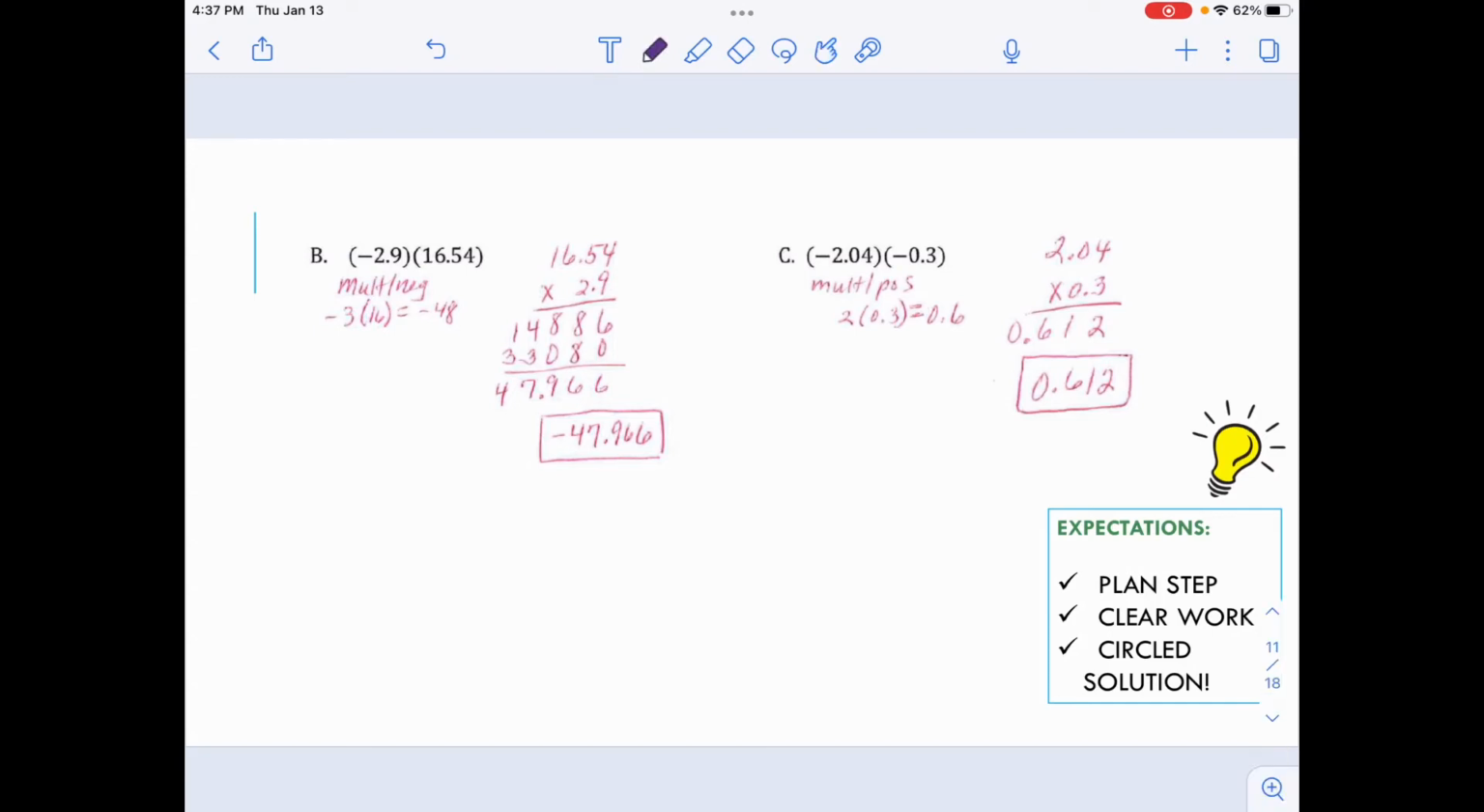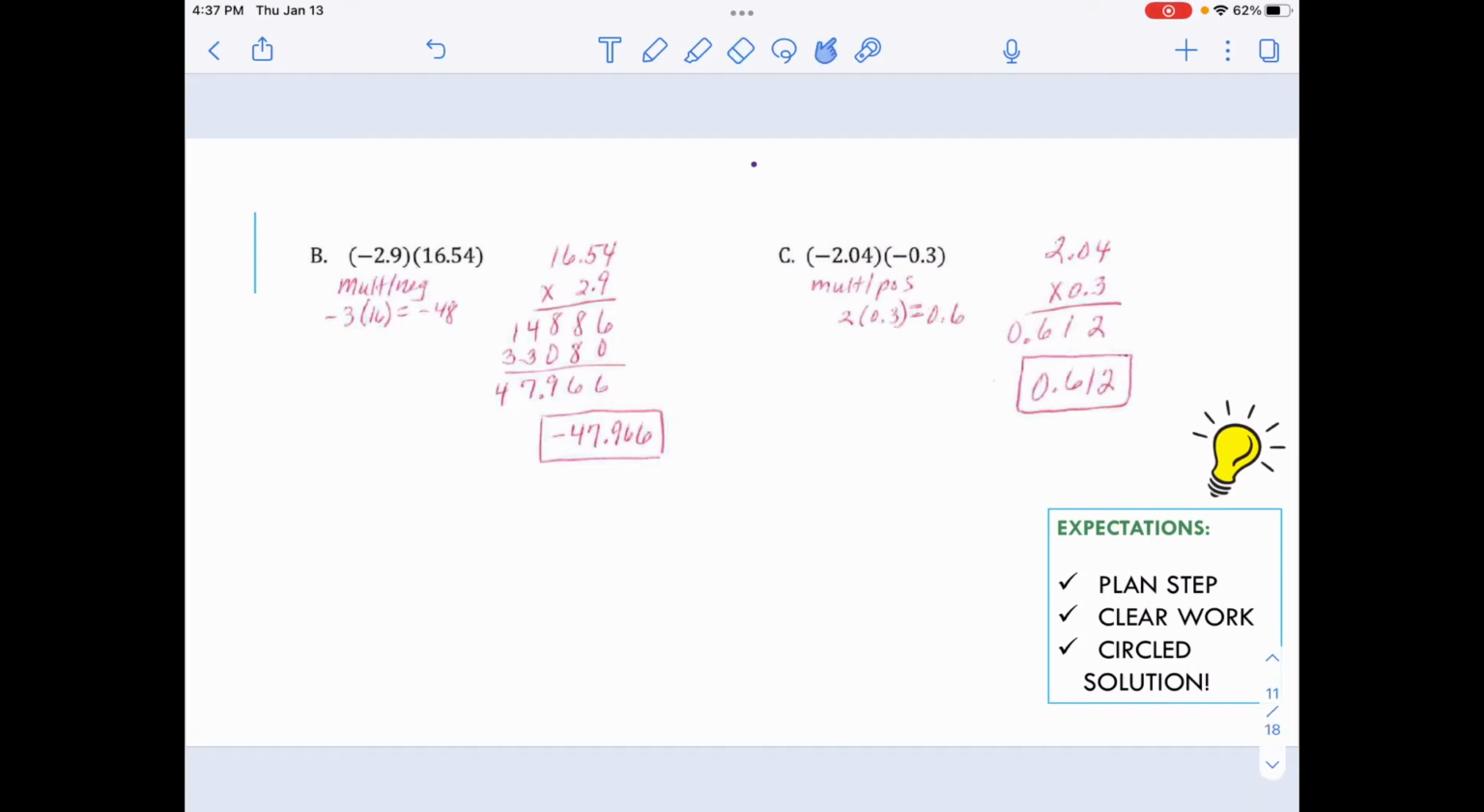Now, just to give you guys a heads up, if you just had your answer as 0.612, that is equivalent, but I will encourage you to put that 0 in that ones place, just because a lot of times, especially when we're writing with pencil, that decimal point can kind of get lost, especially if you write it really lightly. So putting that 0 in the front reminds me, the reader, to look for that decimal point.